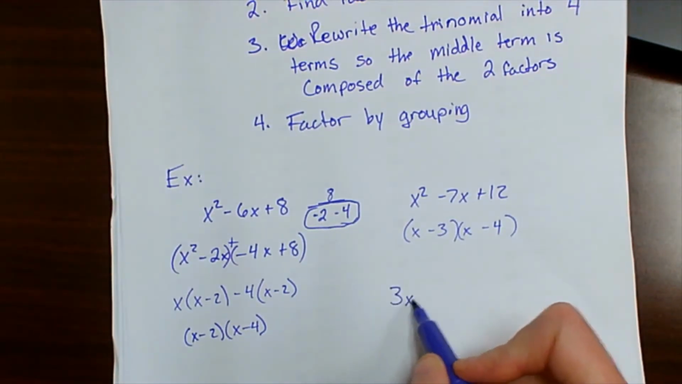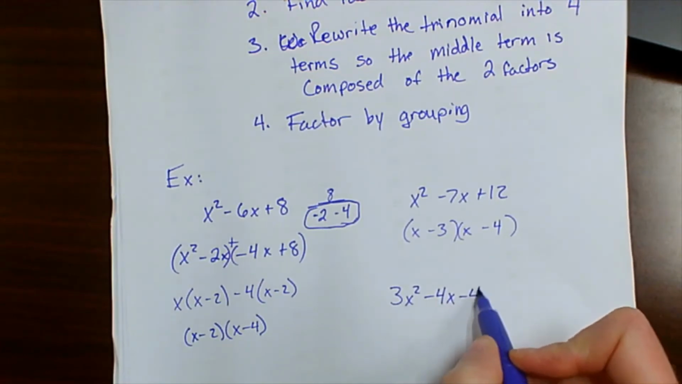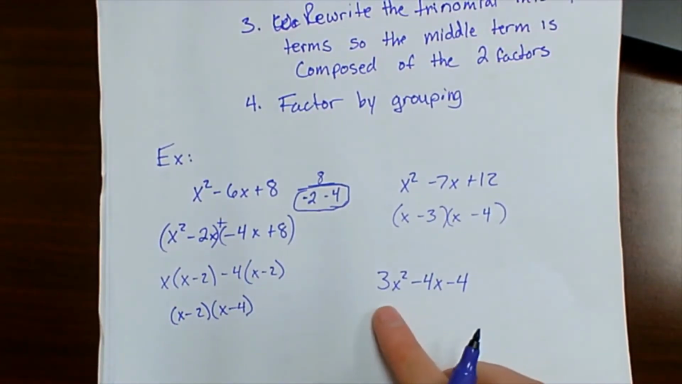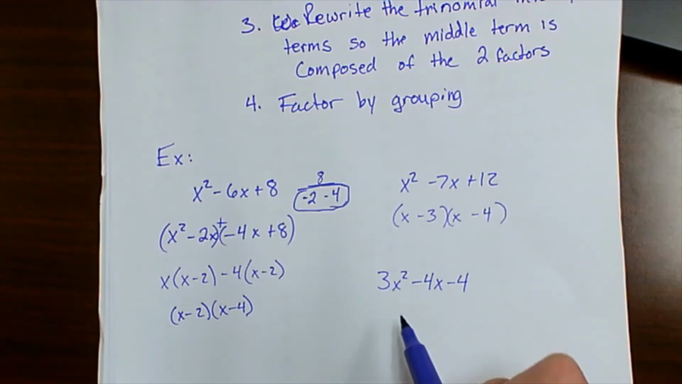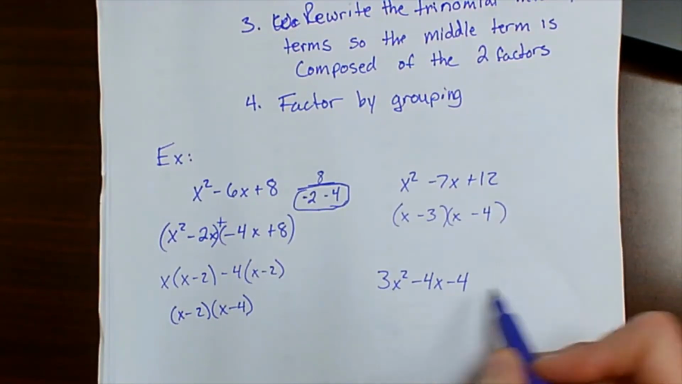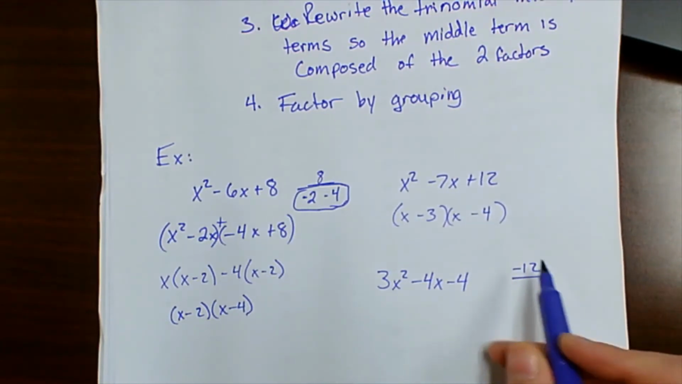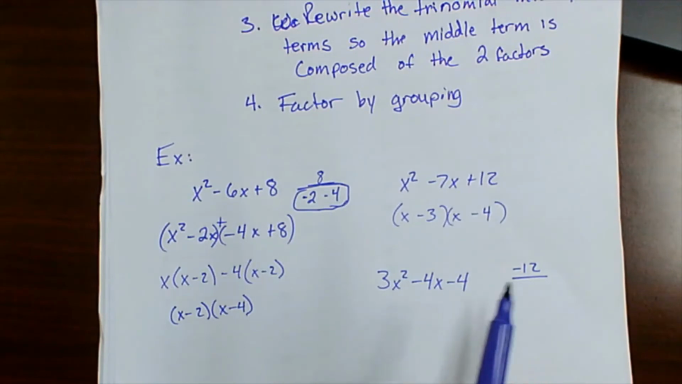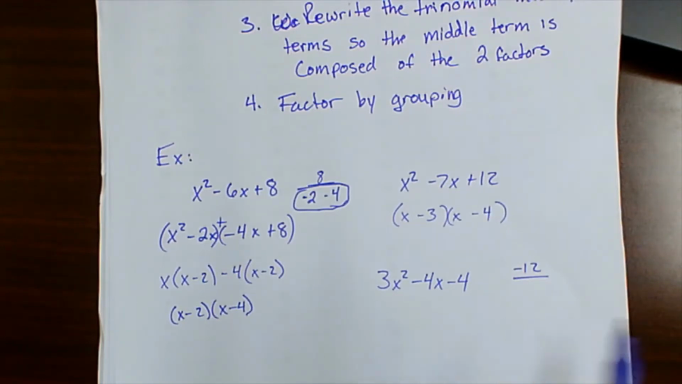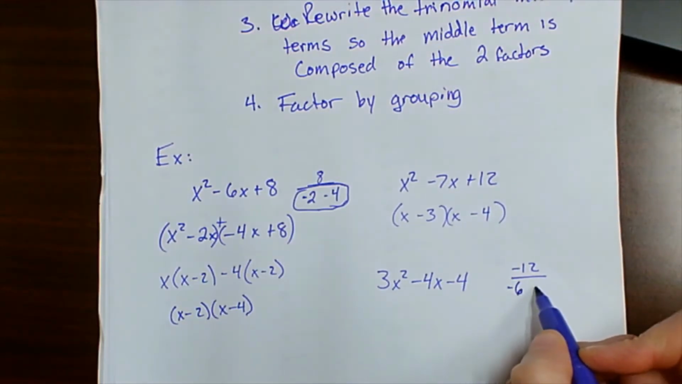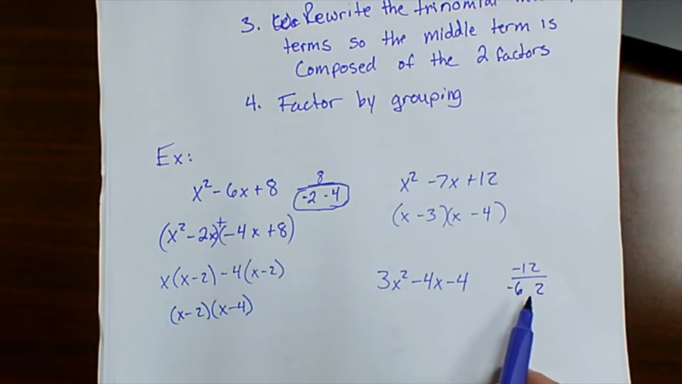I'll show you the AC method for something other than 1 as the leading coefficient. So what we're going to do is take 3 times negative 4, that's negative 12. We need to find factors of negative 12 that add to negative 4. So if we go negative 6 and positive 2, if we multiply those together, we get negative 12, and when we add them together, we get negative 4.